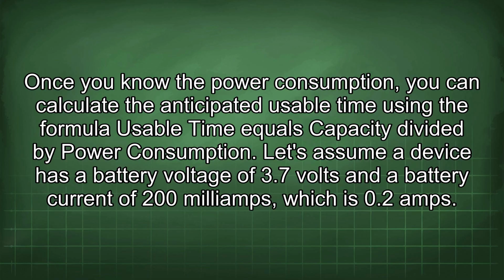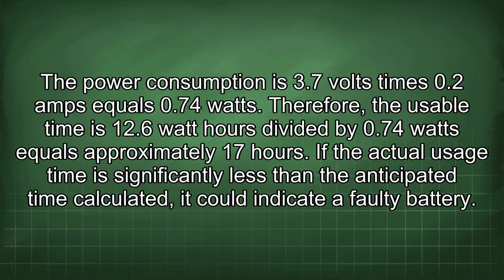Let's assume a device has a battery voltage of 3.7 volts and a battery current of 200 milliamps, which is 0.2 amps. The power consumption is 3.7 volts times 0.2 amps equals 0.74 watts. Therefore, the usable time is 12.6 watt-hours divided by 0.74 watts equals approximately 17 hours.